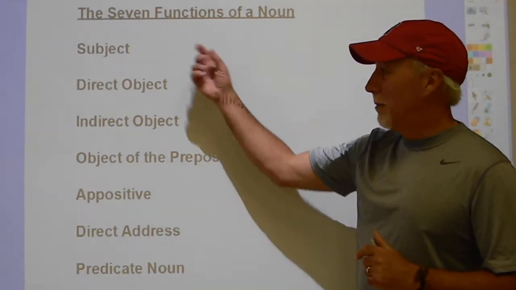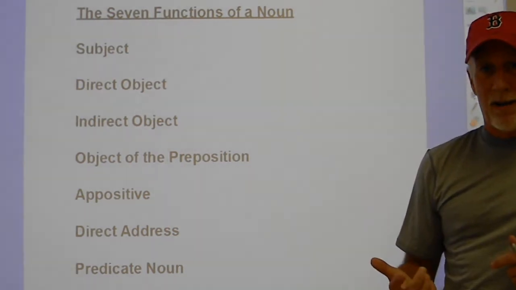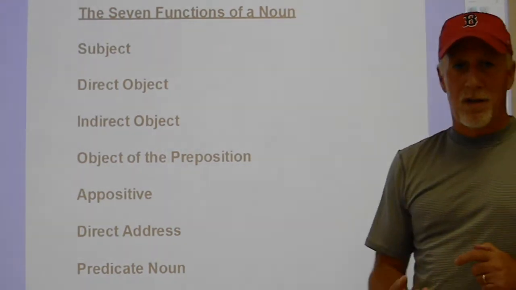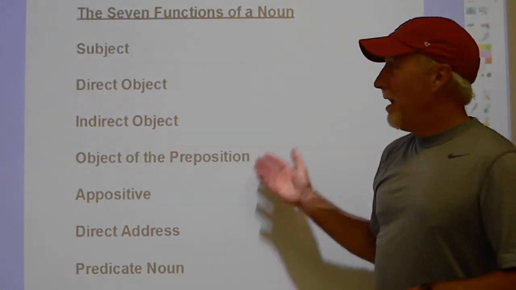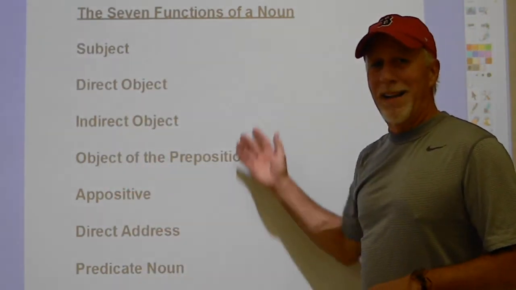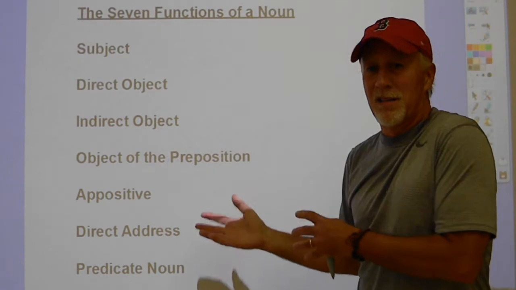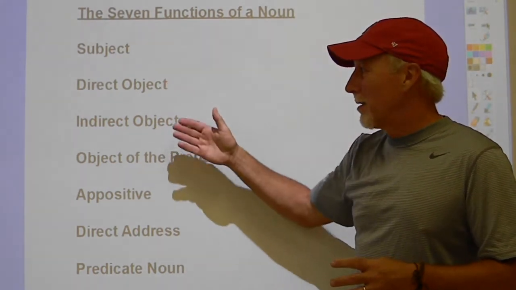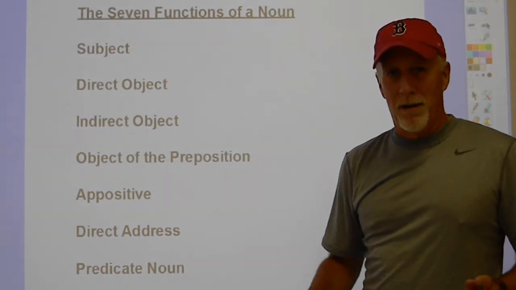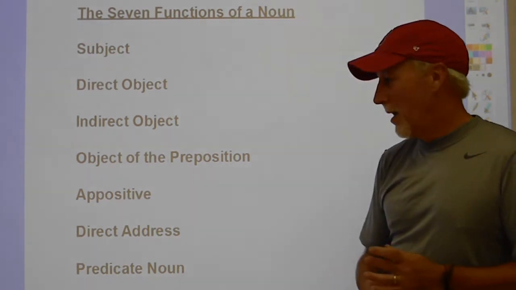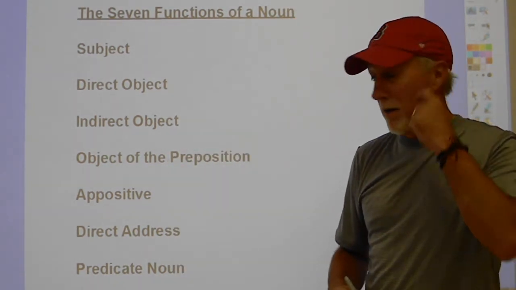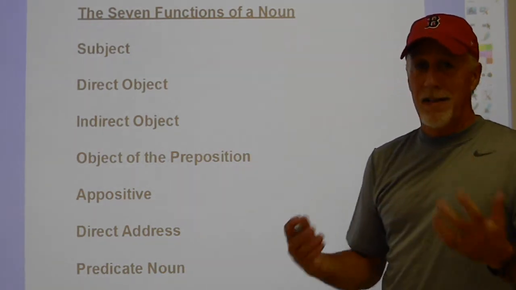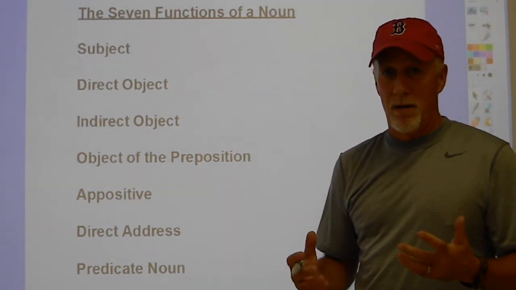A noun can be a subject, direct object, indirect object, object of the preposition, appositive, direct address, or predicate noun. If you have no idea what these things are, if you don't know the difference between an indirect object and a direct object, don't worry about it. You will. But right now I want you to understand that there are 7 functions of a noun. And we'll get into that. I'll explain what they are.